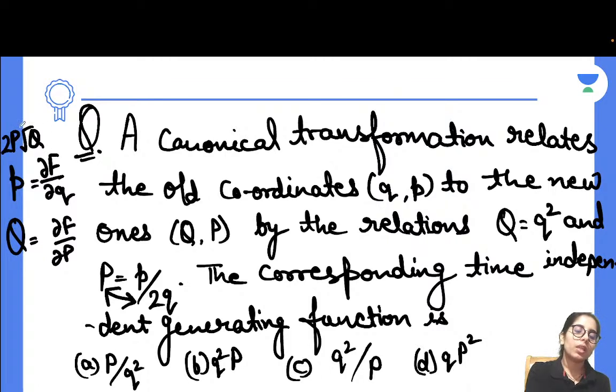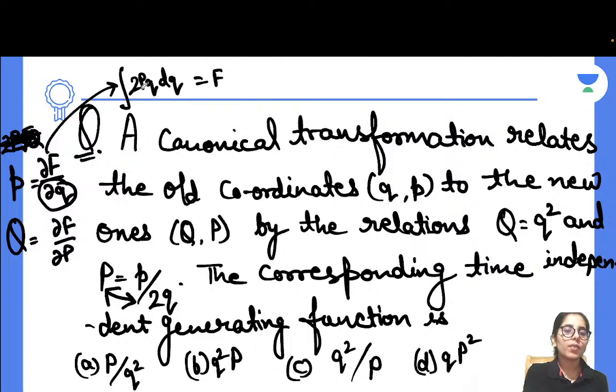Now you will integrate it for this dq. Let me just write it again. It's simply going to be small p value 2 capital P small q, right? So it will give me 2 capital P small q dq, and the integration is F. That is going to give me 2P q square over 2, right? So the 2 cancels out, and I'm just going to get P q square plus some constant, is equal to F.